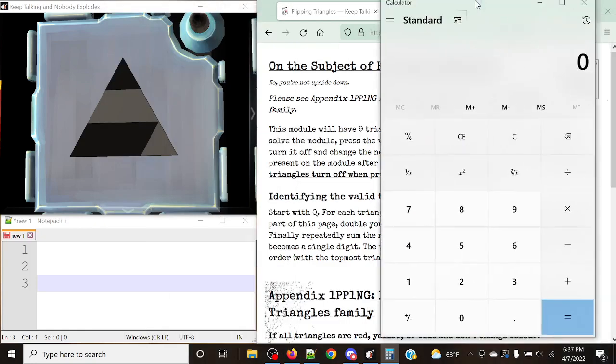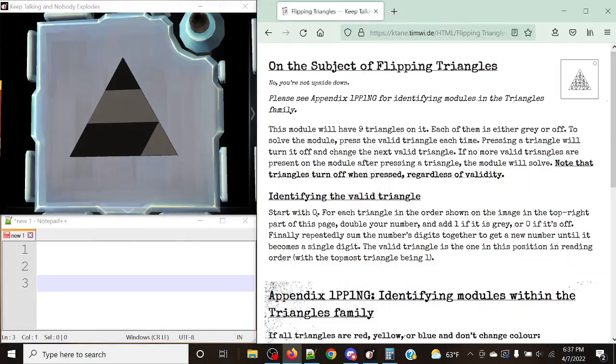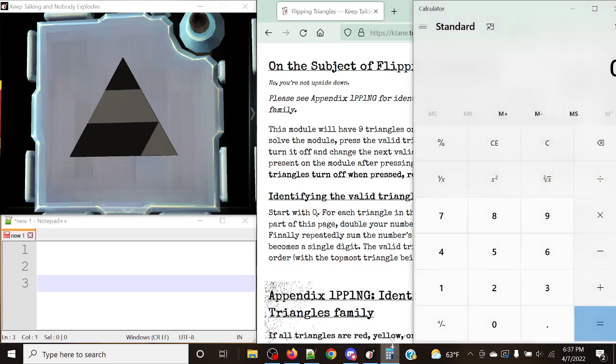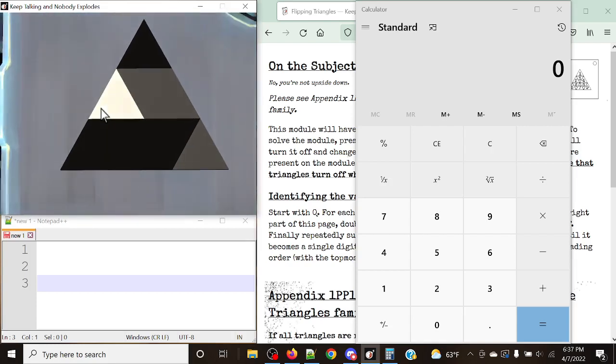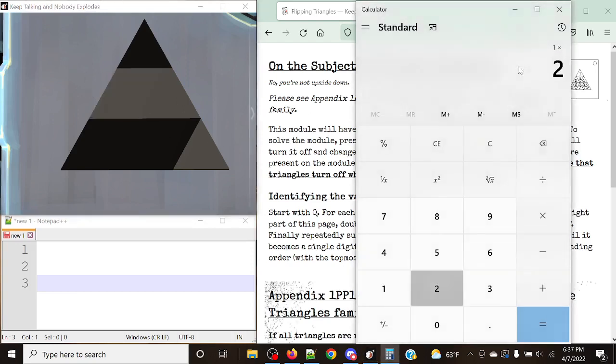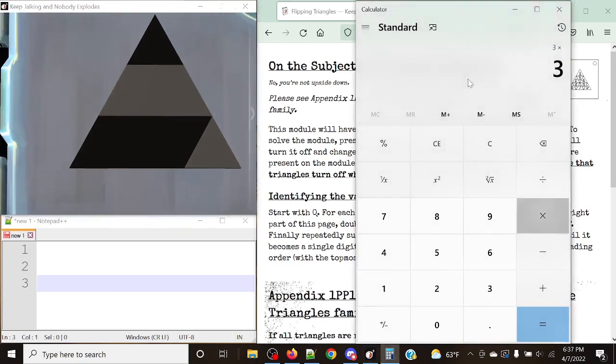So we're going to start with 0, as we have right here. For each triangle in the order shown in the image on the top right, we're going to double our number, and add 1 if it's gray, or 0 if it's off. So 0 is first multiplied by 2, which is nothing for this first one. It's off, so we're not adding anything. Next, we multiply by 2 again. Now, since the second position has a gray in it, we add 1. Now we move on to the next triangle. We multiply by 2 and add 1 because it's gray. Now we're at the fourth position. We multiply by 2 and add 1. It's going to be 7.